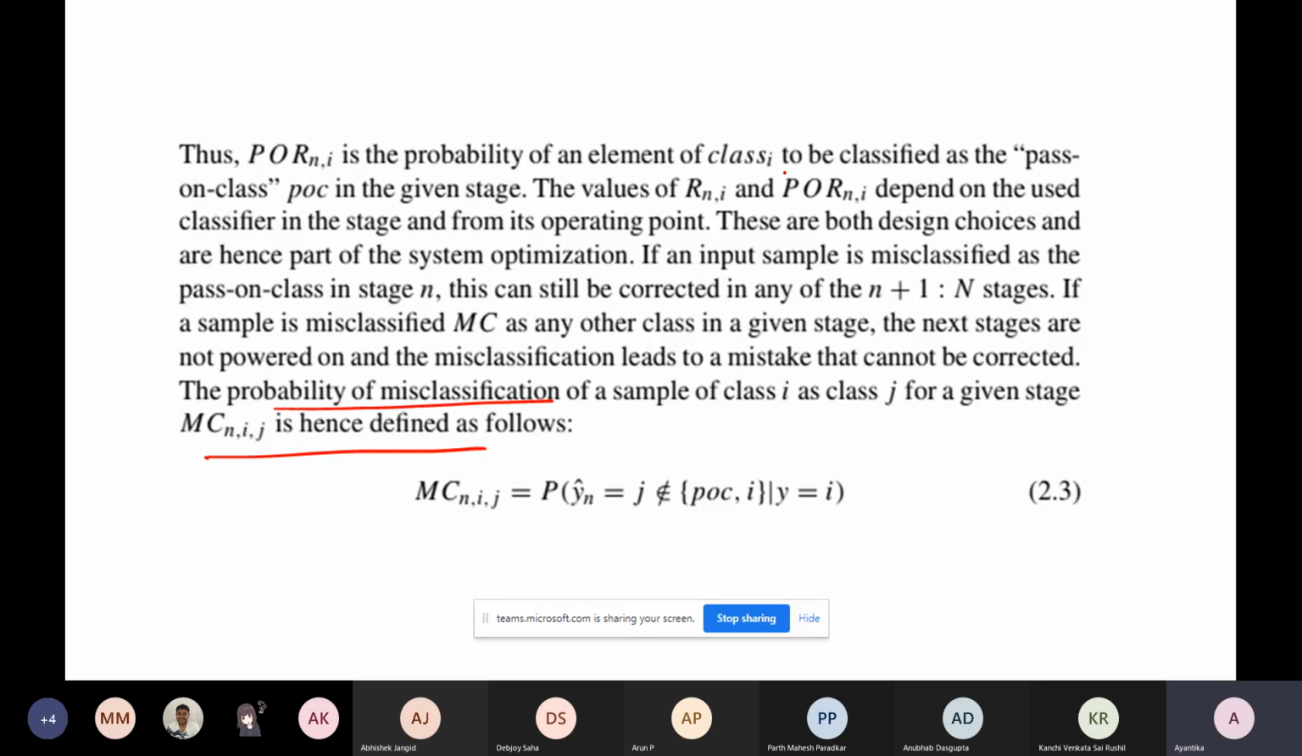Now, misclassification is the probability of misclassification of a sample of class I as class J for a given stage. So again, for a given stage, whether the classification is done correctly or not, whether a sample of class I is correctly predicted as a member of class I, or it is misclassified. From there comes the probability of misclassification, that a sample of class I is misclassified as a member of class J at a given stage. Okay, so this is the meaning of probability of misclassification.